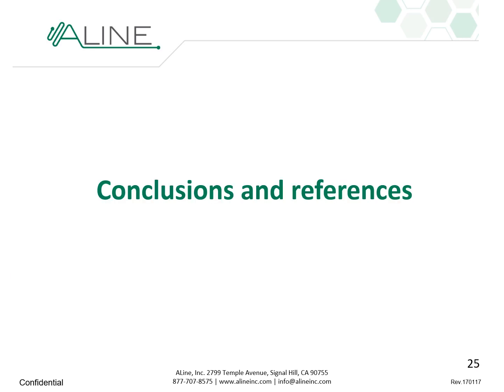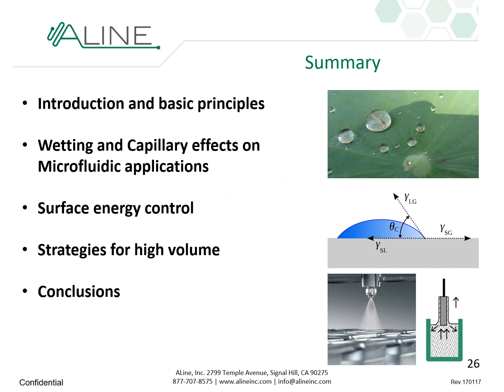However, in terms of conclusions and next steps, we went through the introduction and basic principles. We looked at some of the wetting and capillary effects of microfluidic applications, surface energy control, and strategies for high volume. As I mentioned, the take-home message for me is to try to keep the material coating as simple as possible, because every extra step costs money and ends up complicating any chance of commercial success. But at the same time, if you have to do coating, if you have to do post-processing, there are plenty of options out there, and it's a matter of finding the right contacts and the right process.